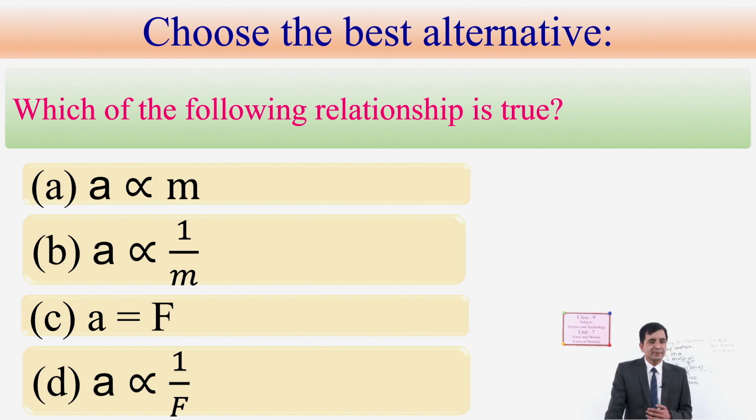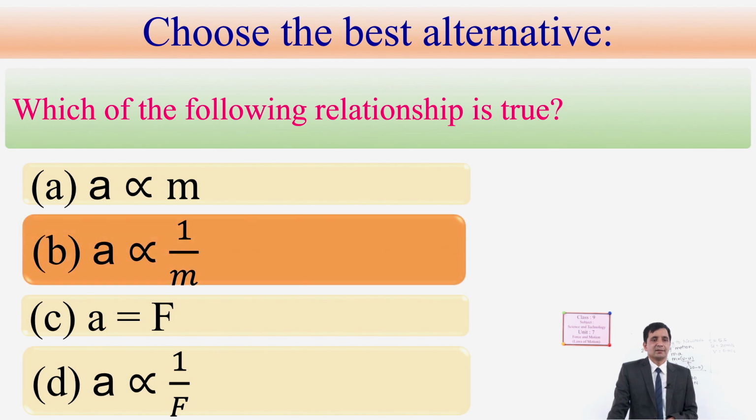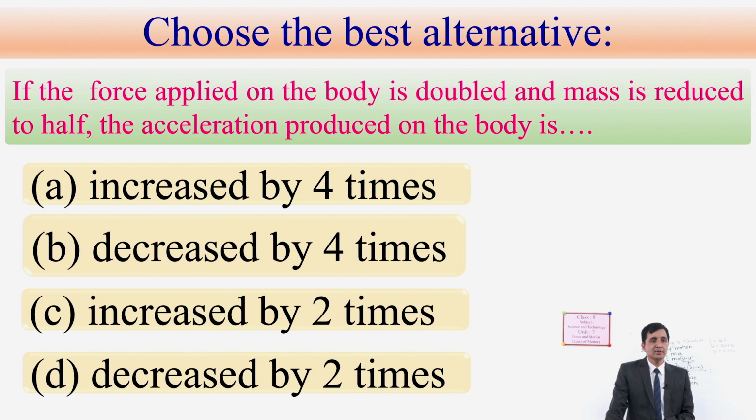But let me check the other options also. Acceleration is equal to force. Directly proportional doesn't mean equals sign; there should be a constant. So this is also wrong. The third one is acceleration is inversely proportional to force. This is also wrong because acceleration is directly proportional to force. So what would be the correct option? Yes, obviously acceleration is inversely proportional to the mass of the body.